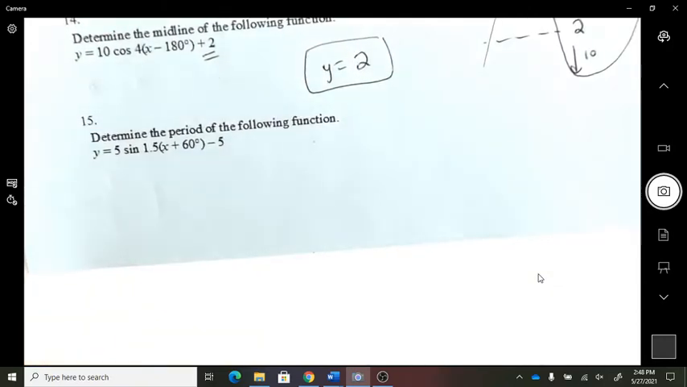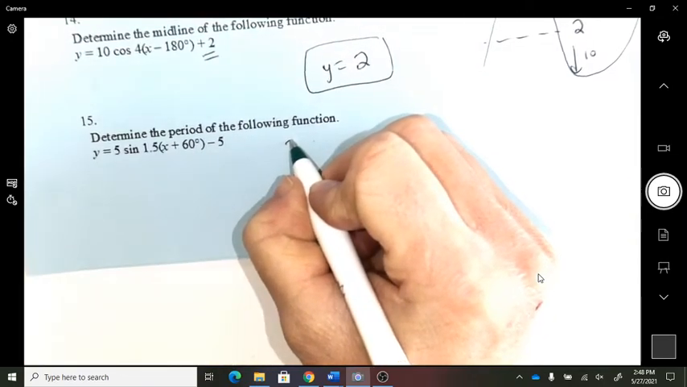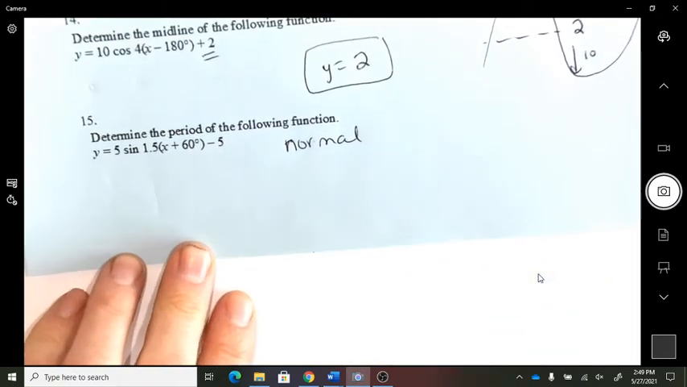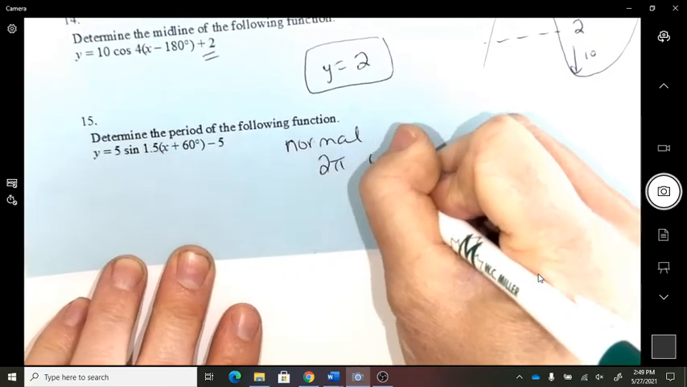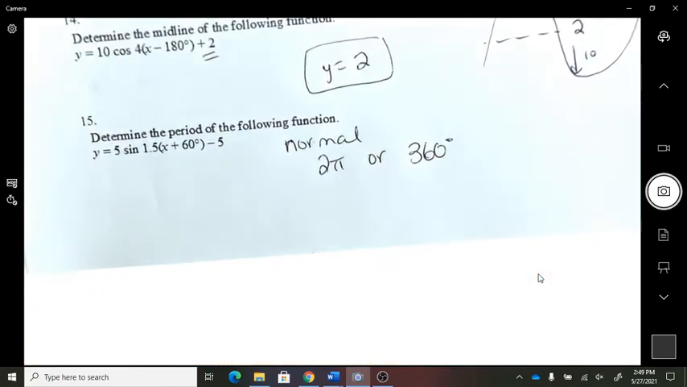What is the period of this? So what is a normal, if you were always just normal, what's a normal period? How long does it take you to go through a whole cycle, a whole circle? 2 pi or 360, however, what language are you talking? That's what kind of idea you have?